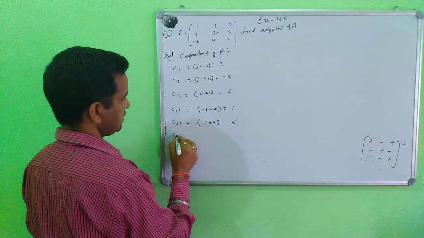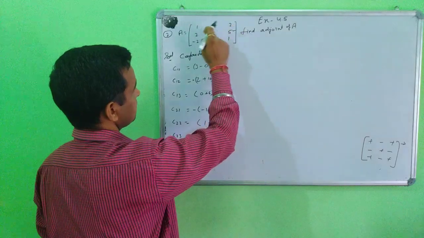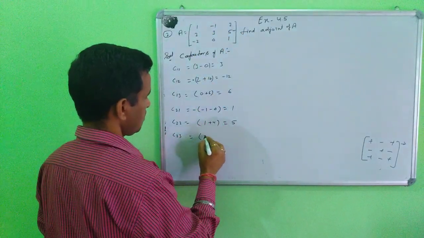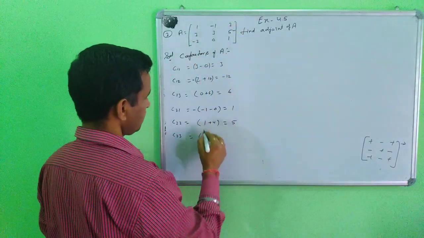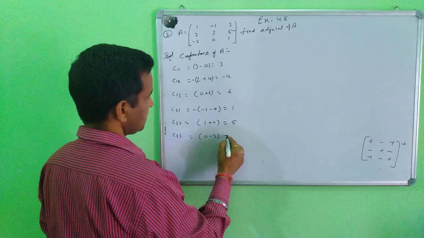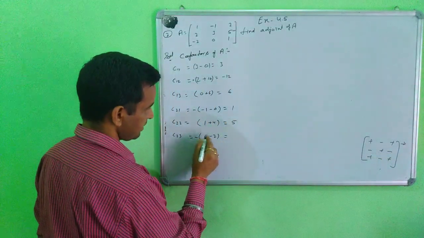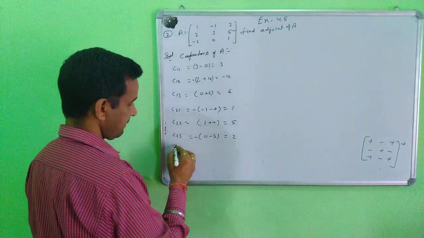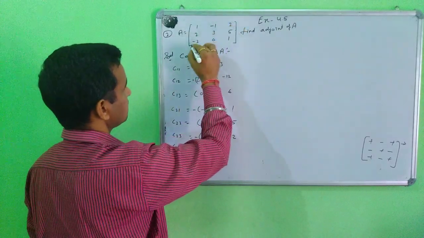Next C23 means this element. Second row, third column hidden here. 1 into 0 is 0, and minus minus plus, or again minus, so minus 2, and this will be this 2. 3 here negative sign, then putting a negative, minus minus plus 2. And next 2 3, so 3 1, this will be a 3 1.